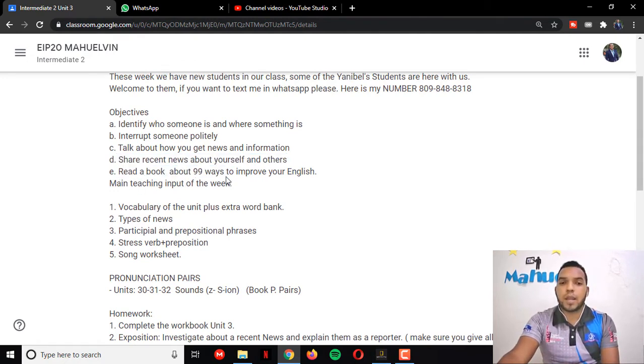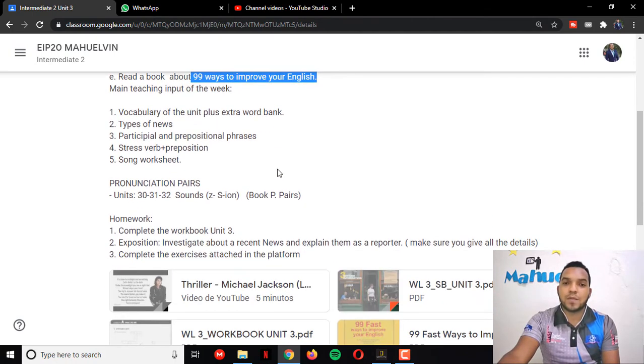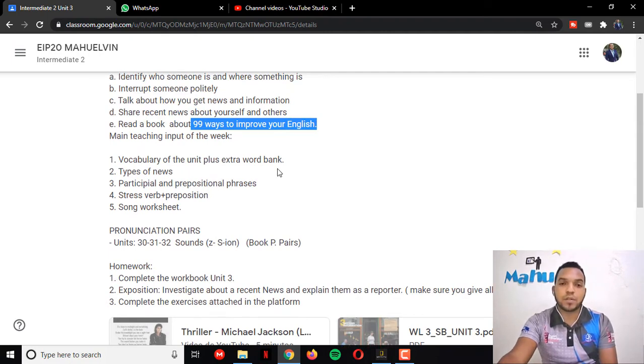Also, you will be reading a book, guys. This week you're going to start reading this book about 99 ways to improve your English. This is going to help you out with your reading skills. This book really helped me a lot when I was learning English, giving me some tips and also correcting some mistakes.